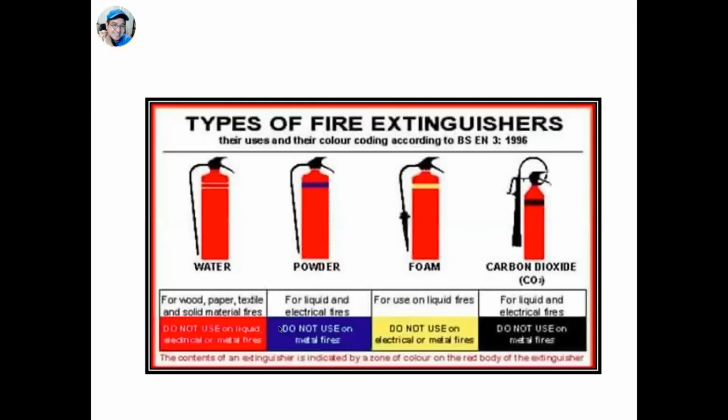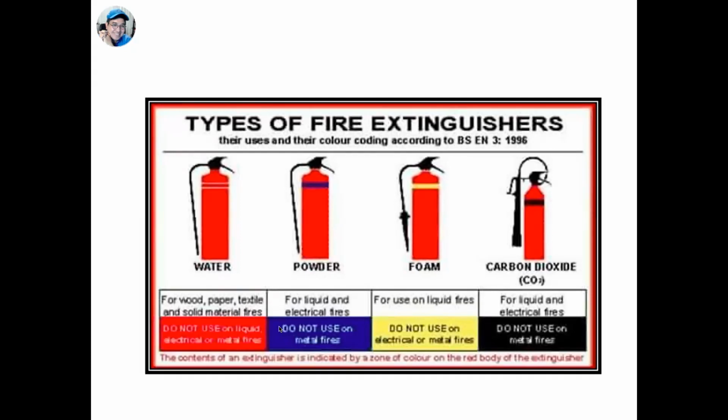So here, the red band fire extinguisher is for wood, paper, textile, and solid material fires. We never use this one for electrical or metal fires. Your powder and your carbon dioxide type of fire extinguisher have the same usage. These are for liquid and electrical fires, and again, we do not use them for metal fires. While your yellow band or foam type of fire extinguisher is for liquid fires, we do not use this one for electrical or metal fires because it will not work.